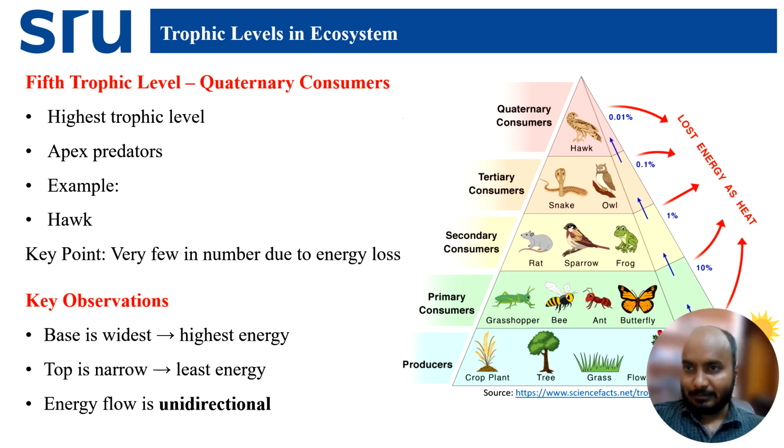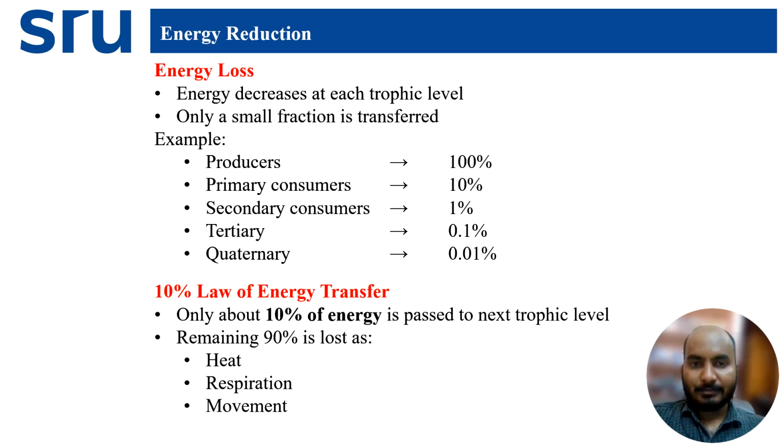So the key observations you can make a note of: the base is widest because of the highest availability of energy, and the top is narrow because of the lowest amount of energy, and the energy flow is unidirectional and not recyclable. This pattern indicates that there is loss of energy. The next topic is related to the energy loss, which was discussed in the previous slides.